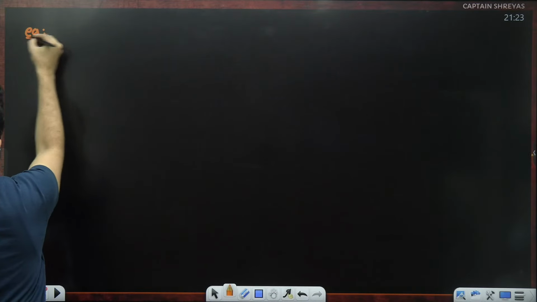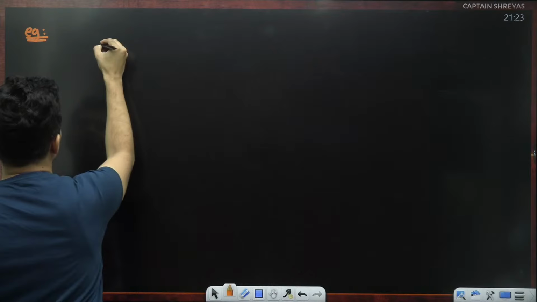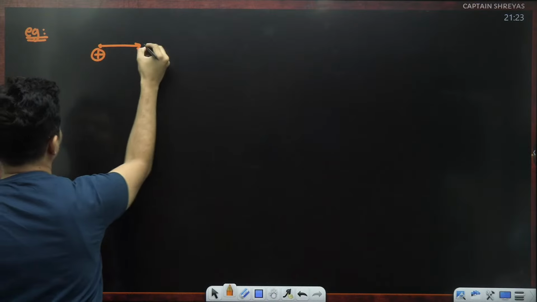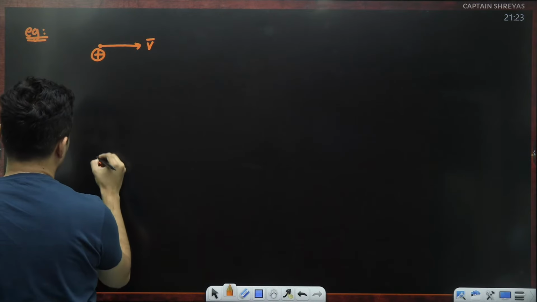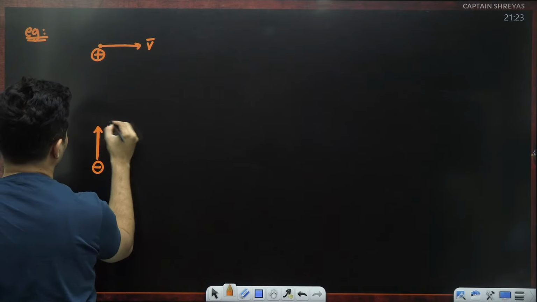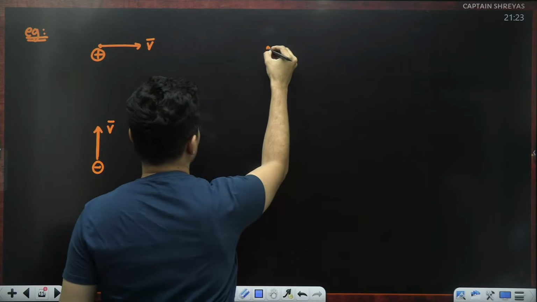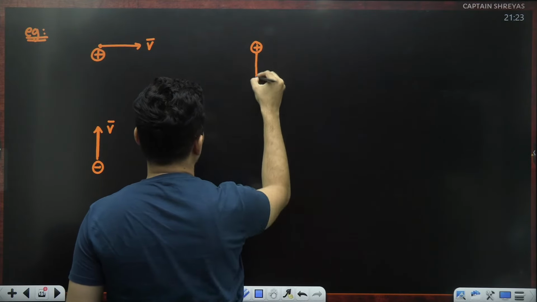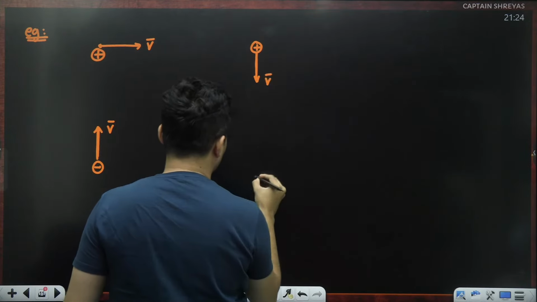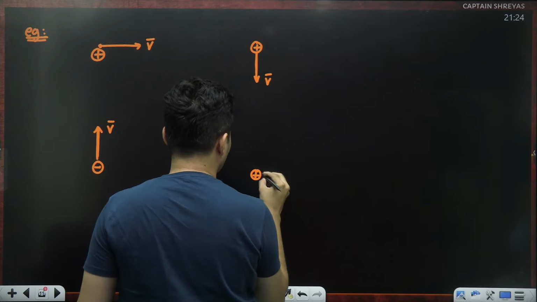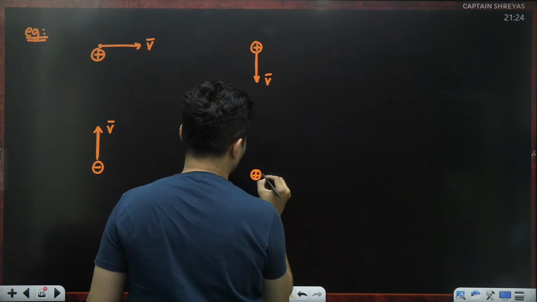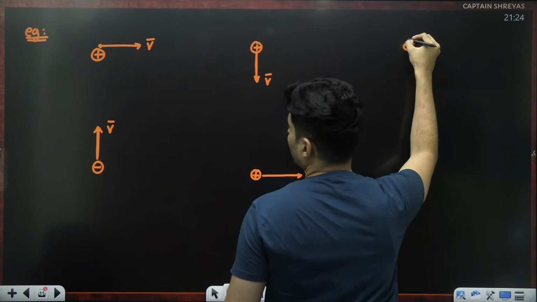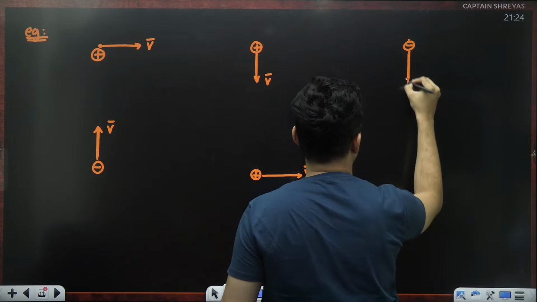I will give you certain scenarios and you are going to tell me the direction of the force in every case. This is a positive charge which is going like this. This is a negative charge going like this. Then a positive charge, let's say, going like this. Then a positive charge, let's say, going in this direction. Then let's say a negative charge going like this.